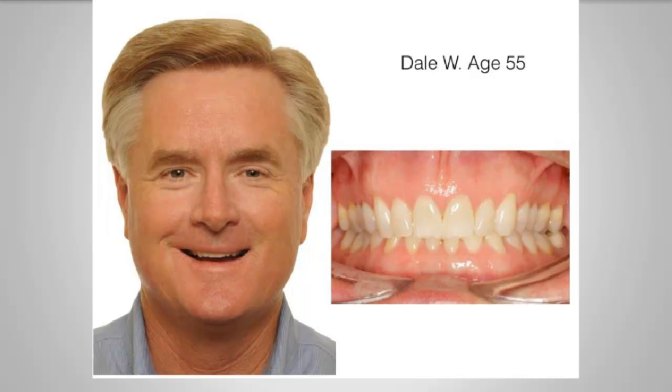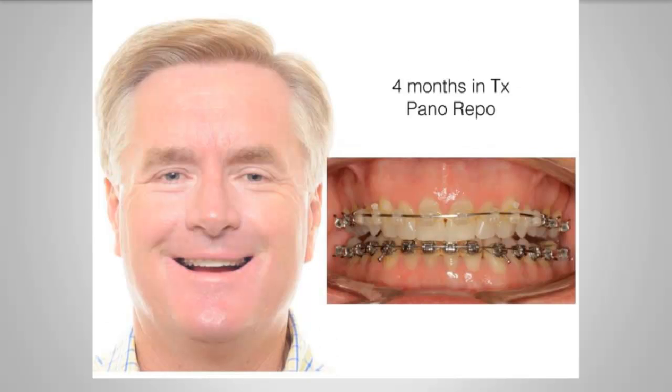Dale was age 55 when he came to see me. You can see his deep bite. He wanted treatment at that time. I put Damon brackets on him, and we started treatment with Dale. This is Dale at 4 months into treatment. You can see we're working on his deep bite. I'm trying to broaden his smile.